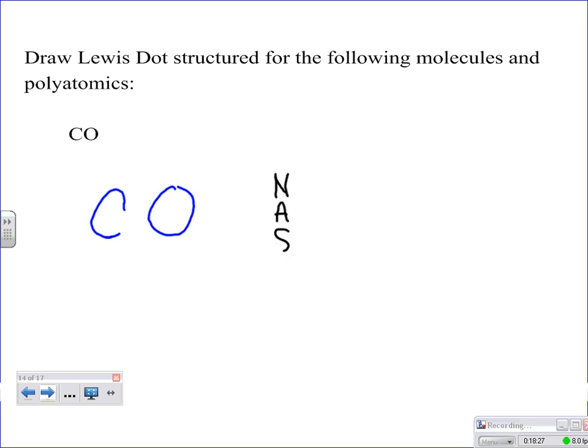Needed, available, and shared. How many does this carbon need to feel like he's got a full outer shell? Total. 8. What about this oxygen? 8. So 16 are needed by both of these elements in order to feel like they have a full outer shell. Well, how many do they actually have available? How many does this carbon have? 4. What about the oxygen? 6. So 10 are available, but they need 16. They only have 10 available. So what are they going to have to do? Share the rest of them.